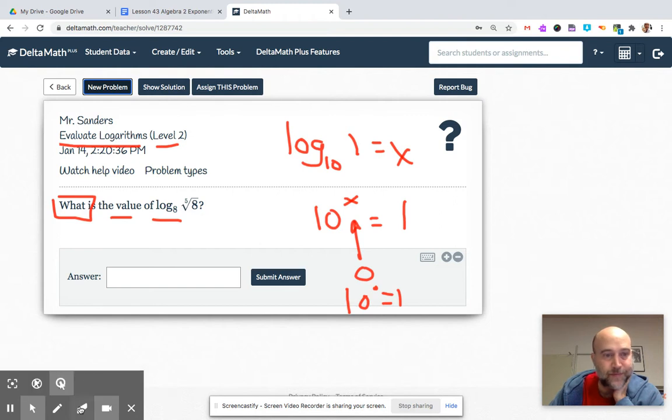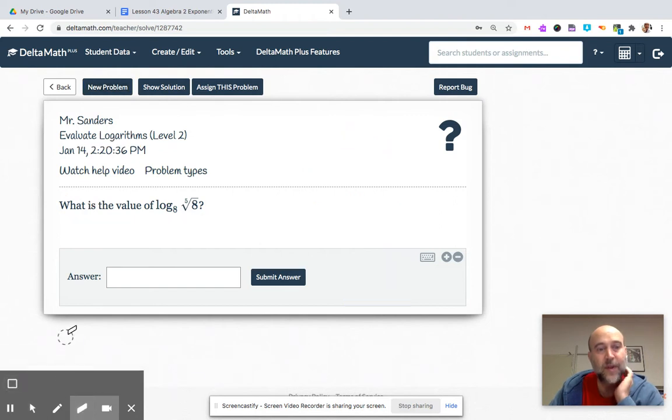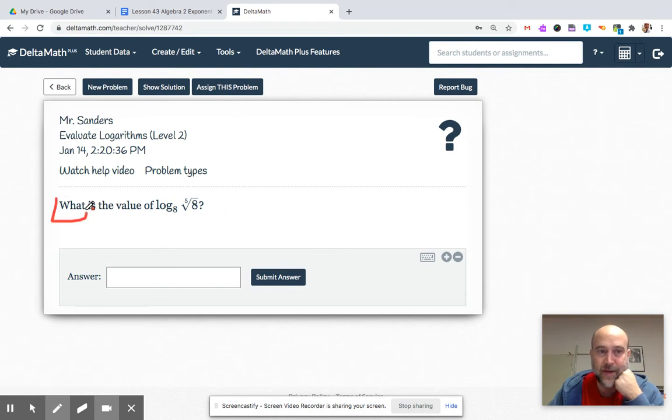All right. Just rewriting them, doing our best. So same idea. We're asking what is the value of this log. All right. So log base 8 of, and then I need to rewrite this in kind of an exponential form. So that's going to be 8. Now a fifth root is the same thing as a 1/5 power. And we've talked about that before.